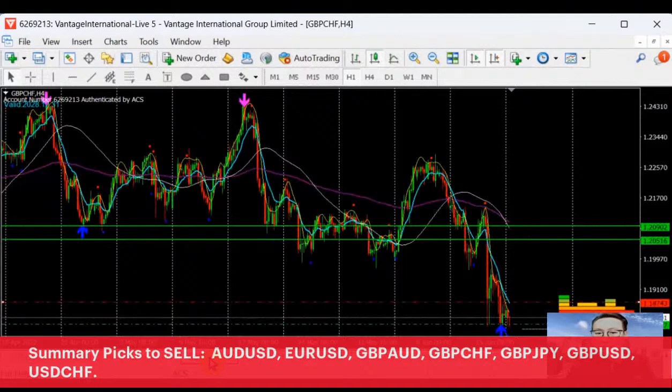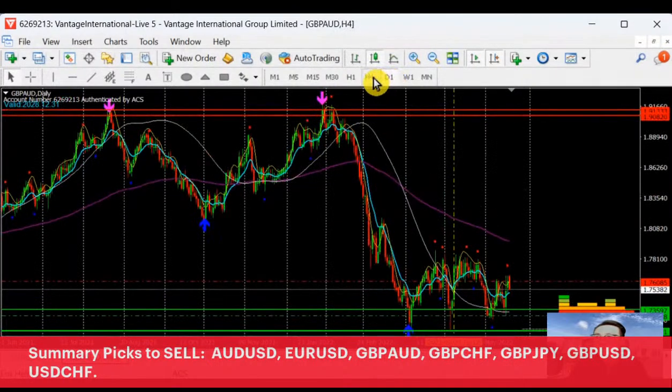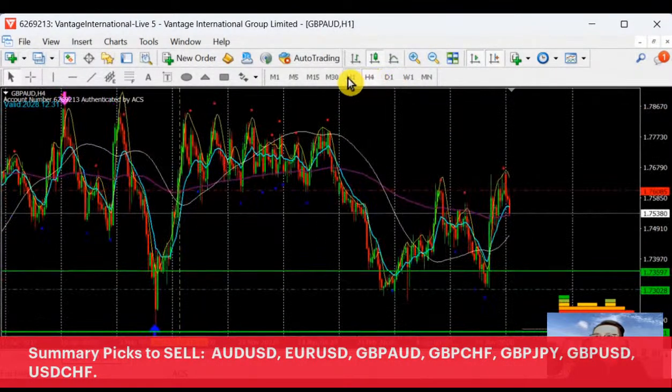Okay, pound franc, same thing. We are on the support now, so no. Pound franc definitely no for now. How about pound Aussie? Well, pound Aussie looks very good over here. We are in the selling trend now, selling off.